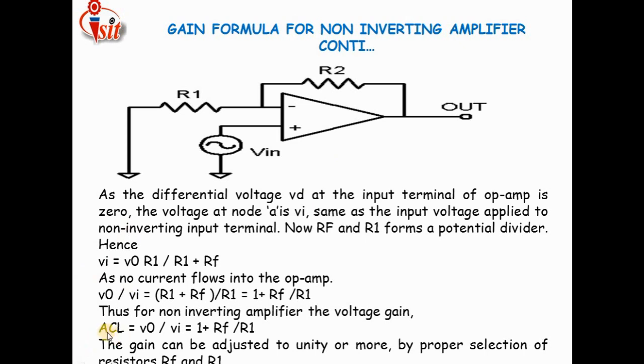Applying Kirchhoff's current law, V0 divided by Vi is equal to 1 plus Rf by R1. This is also related to Kirchhoff's voltage law. The gain can be adjusted to unity or more by proper selection of the resistors Rf and R1.